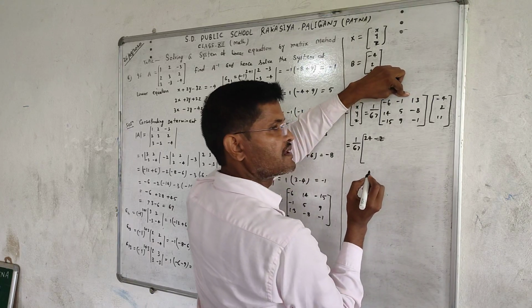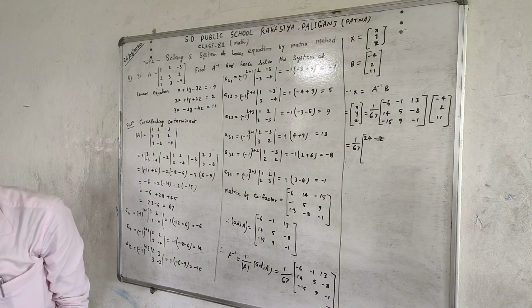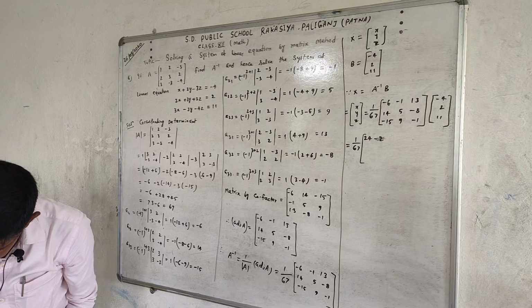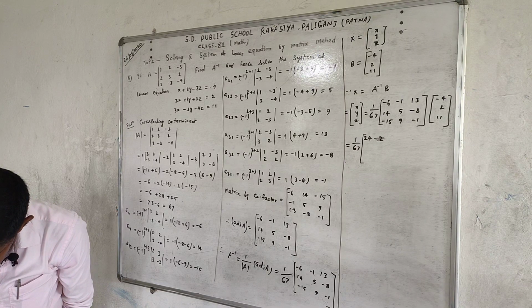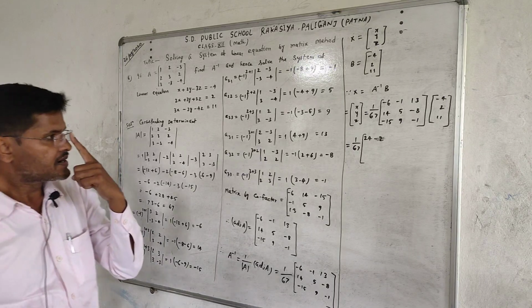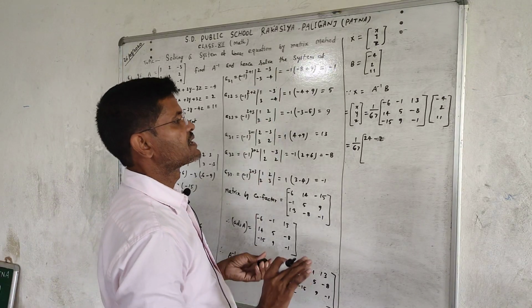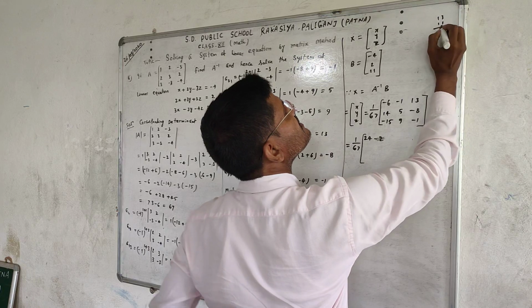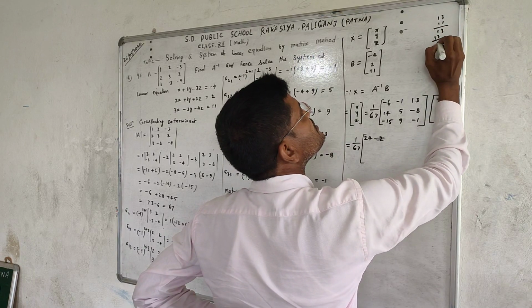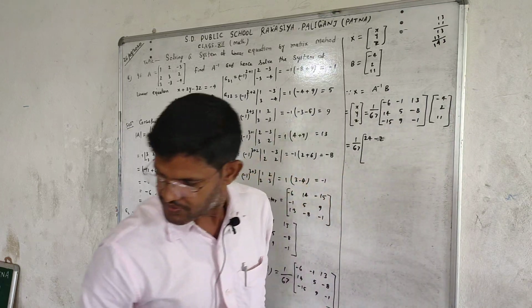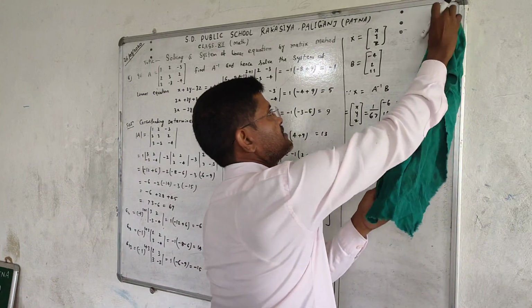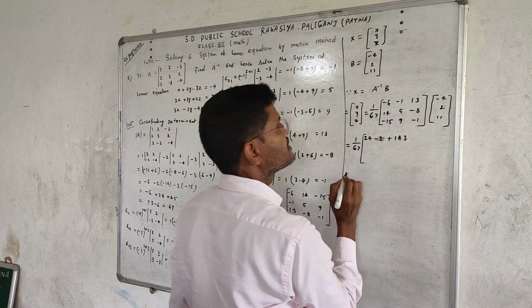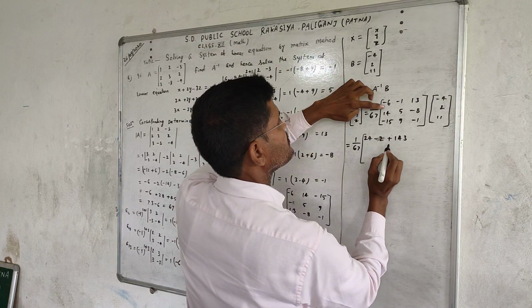13 into 11 is equal to 143, and it is equal to plus 143 in the first row.